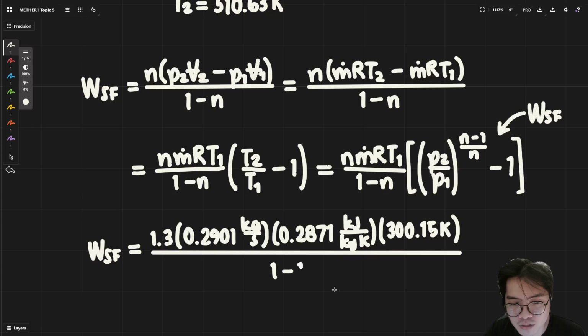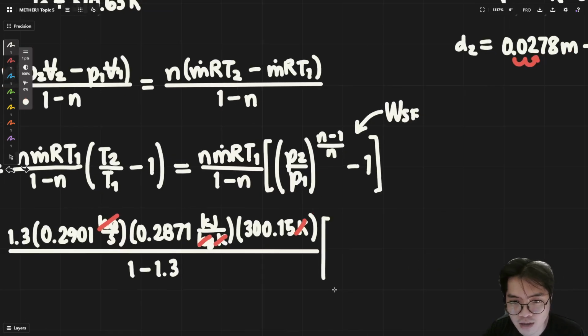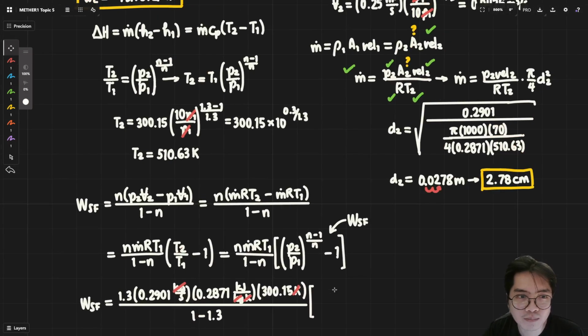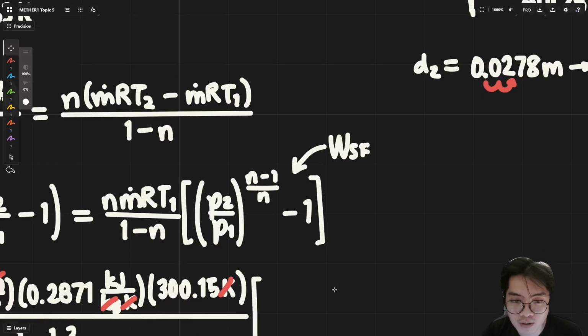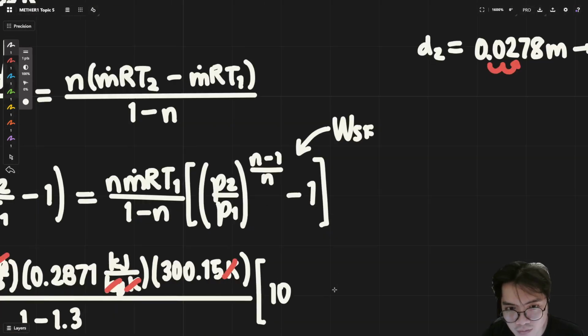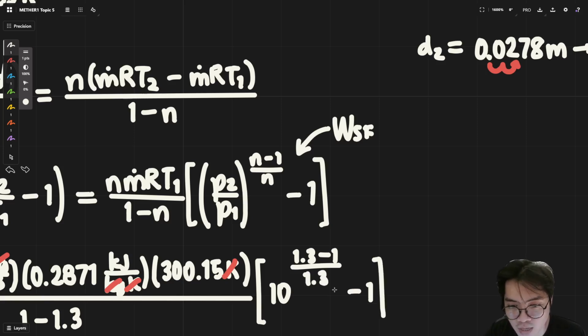All over 1 minus 1.3. Cancel, cancel, cancel, cancel. You will see kilojoules per second, kilowatts. Okay, and now notice P2 over P1. We've been seeing this since earlier as well. P2 over P1 is just 10 times P1 all over P1, which is just 10 raised to 0.3, or rather 1.3 minus 1 all over 1.3. So you can actually put all of this together.